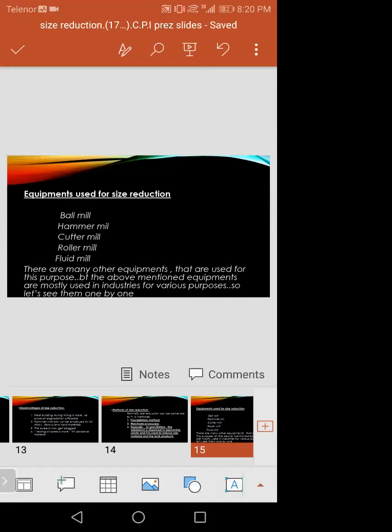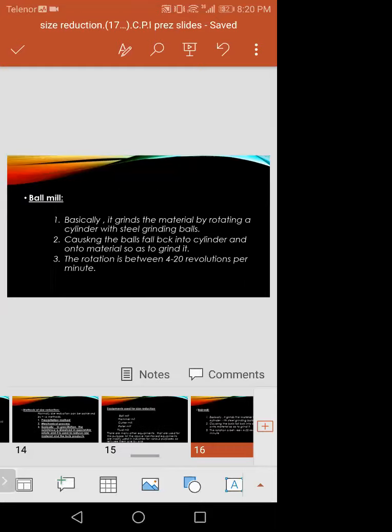Next, we have the equipment that is used for this purpose. There are many equipments used for size reduction, but the main ones that we mostly use in industries, for example in pharmaceutical industries, are the ball mill, hammer mill, cutter mill, roller mill, and fluid mill. These are all equipments that are used for this process. Firstly, let's take a look at the ball mill.